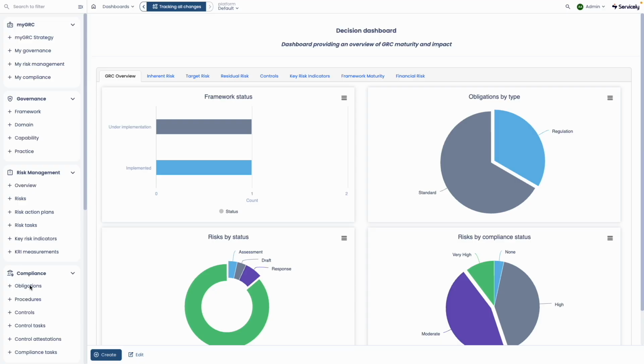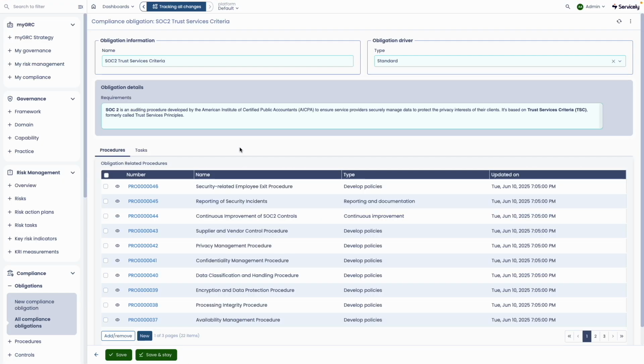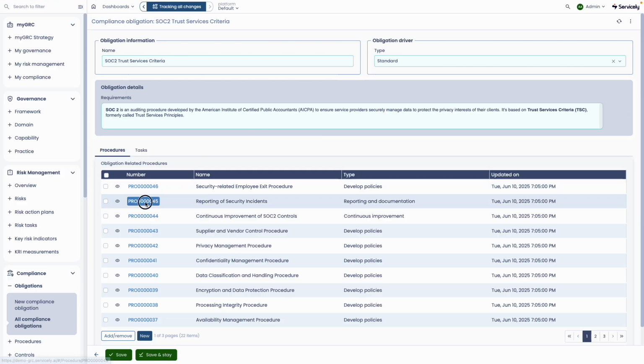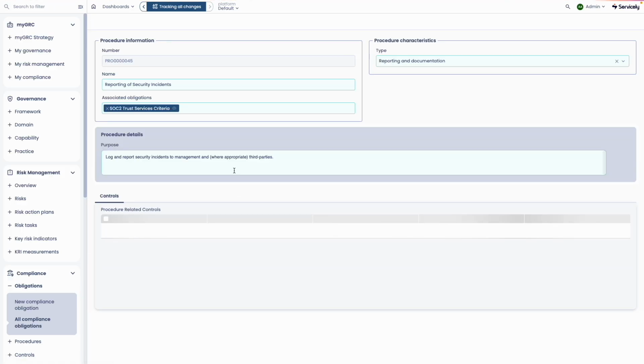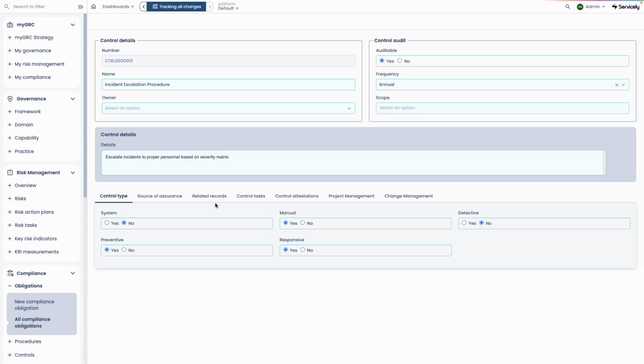Compliance would be the obligations that we would need to adhere to as an organization. So compliance frameworks, if you like, would then be the element to support this obligation. In this case, we can see we have an obligation here, which can either be a law, regulation, standard, or policy. And there's a set of related procedures that covers that as well. We can also see that we have controls in place under that particular procedure.